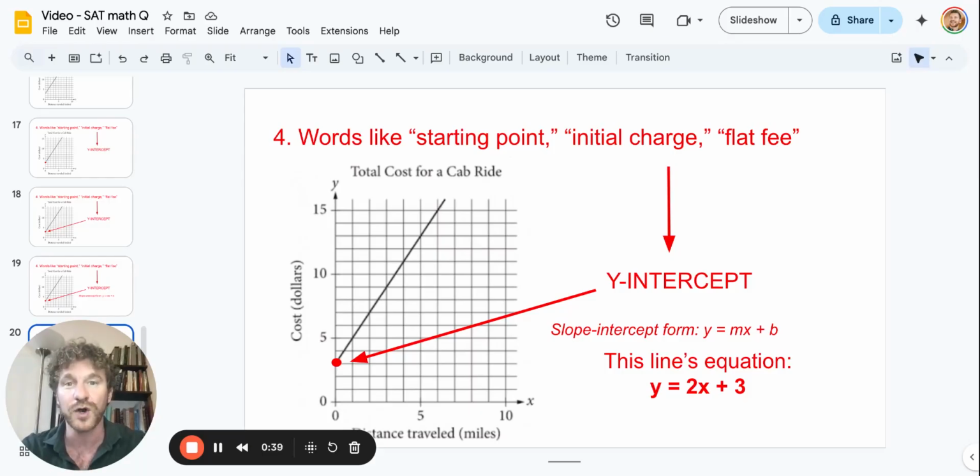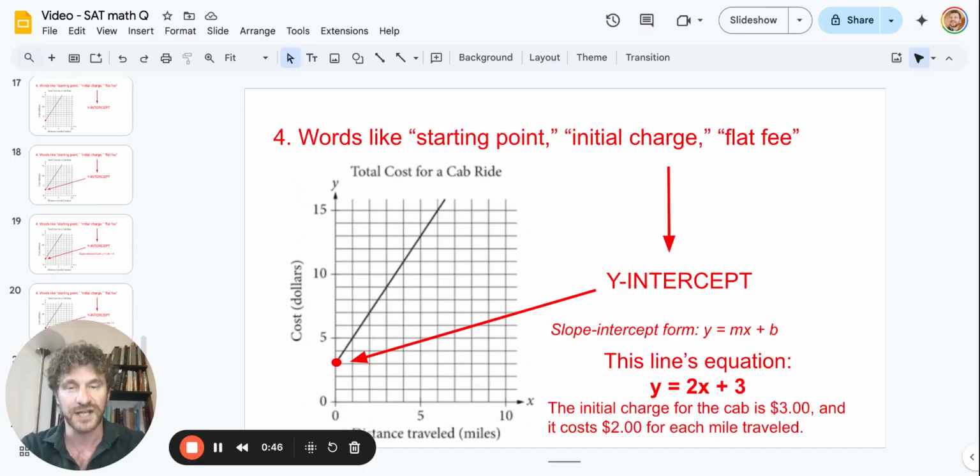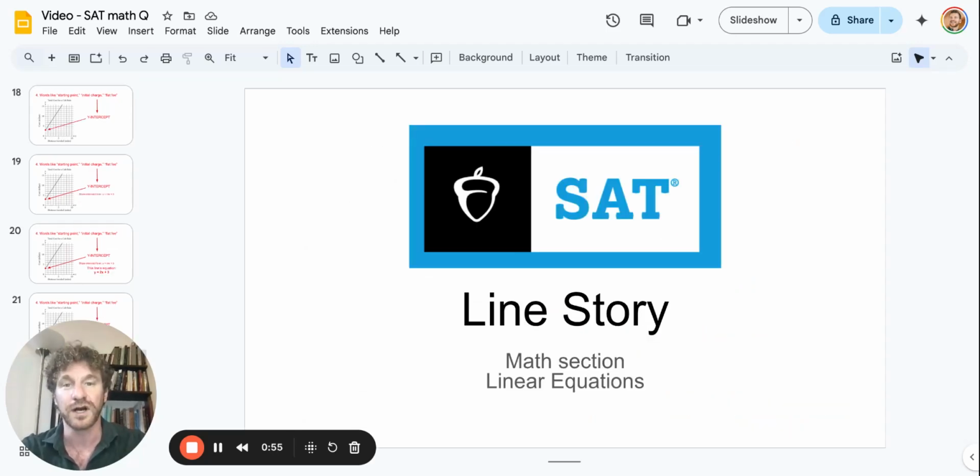Now, to bring it all back home, what does that mean in terms of the story? That's right, it means that the initial charge for the cab is $3 and it costs $2 for each mile traveled. And that is a line story on the SAT.